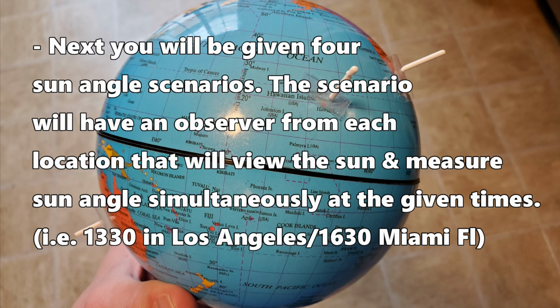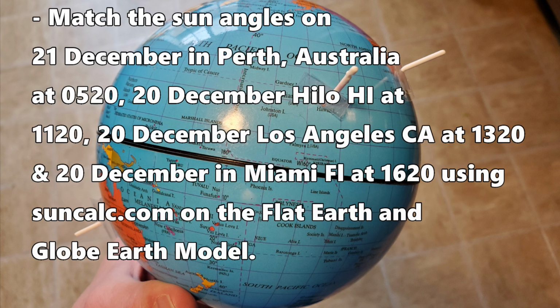Next, you will be given 4 sun angle scenarios. The scenario will have an observer from each location that will view the sun and measure the sun angle simultaneously at the given times. For example, if it's 13:30 in Los Angeles, it is 16:30 in Miami. You will need to match the sun angles on 21 December in Perth, Australia at 0520, 20 December in Hilo, Hawaii at 1120, 20 December in Los Angeles, California at 1320, and 20 December in Miami, Florida at 1620 using suncalc.com on the Flat Earth model and the Globe Earth model as well.